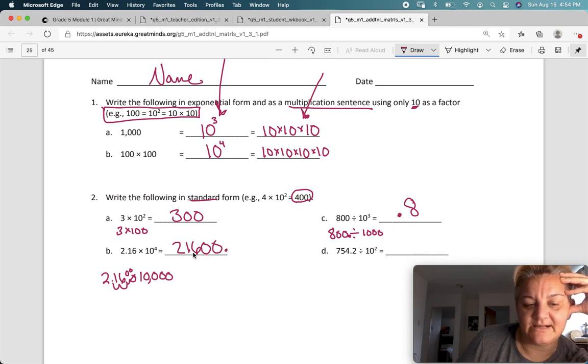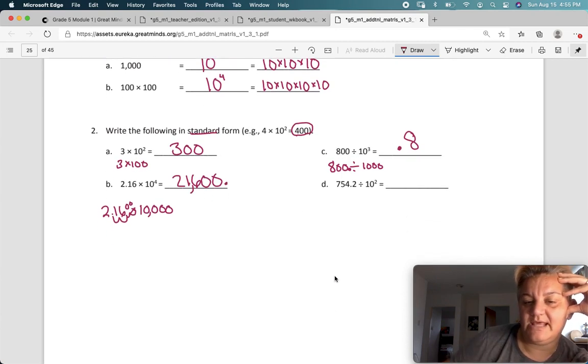And that means I need a comma there. All right. So if I multiply 2 times 10,000, I'm going to get 20,000, right? That makes sense. And then the 1600th there becomes 1,600. Okay, and the last one is division, so the number's getting smaller.